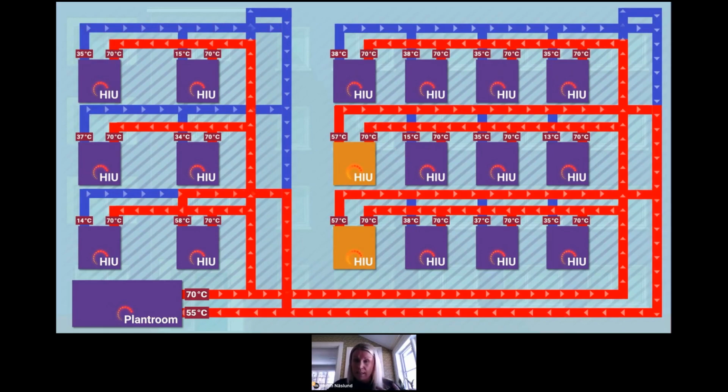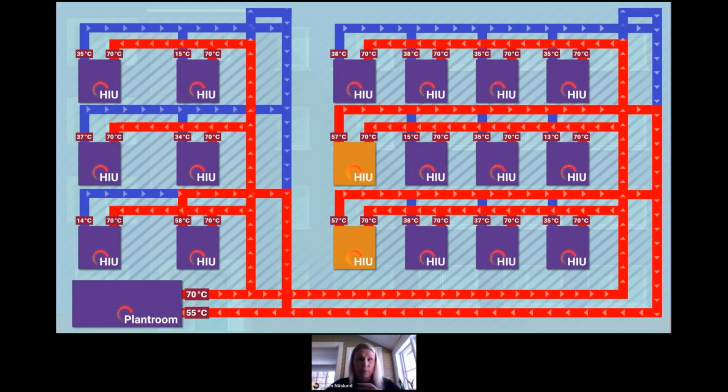Another thing we come across quite often is this problem. Again, we can see at the bulk meter in the plant room that we're getting an excessive return temperature. If we've got access to the meter data, we can see exactly where it's stemming from.